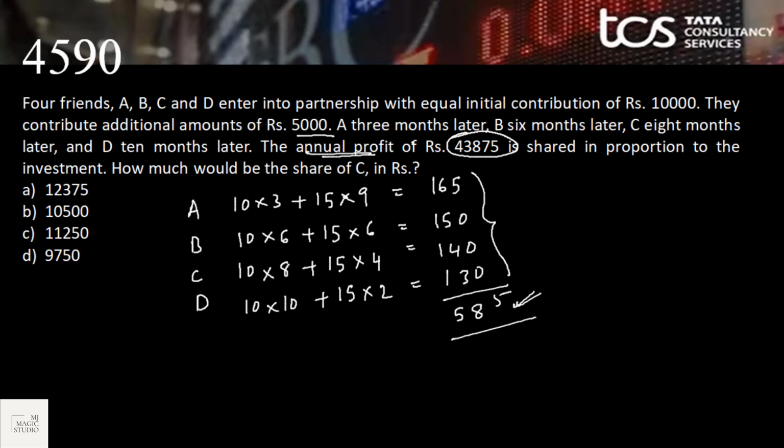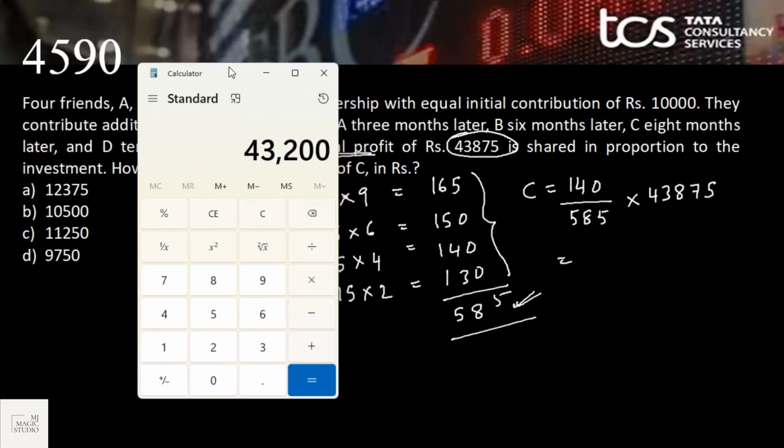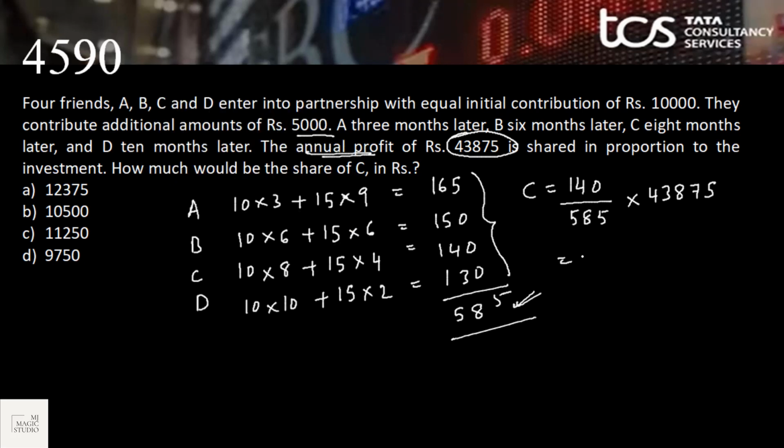The annual profit is 43875. It is shared in this ratio. How much should C get? C should get 140 by 585 into 43875. Let me have my buddy, yes, the on-screen calculator. 140 into 43875 divided by 585. This will give us 10,500. So share of C should be 10,500, and that is in option B.